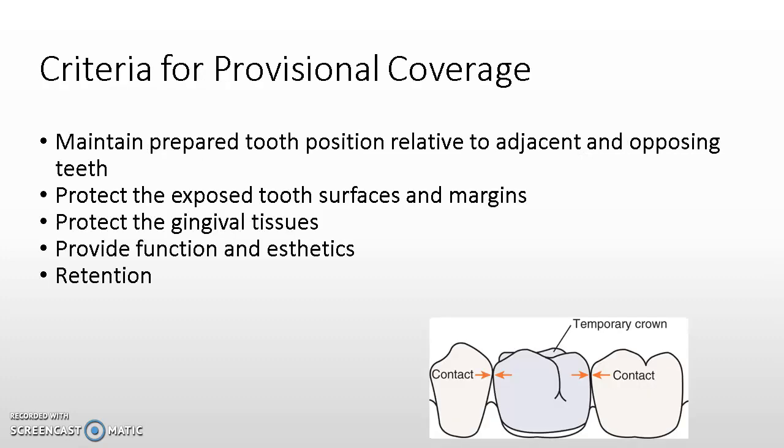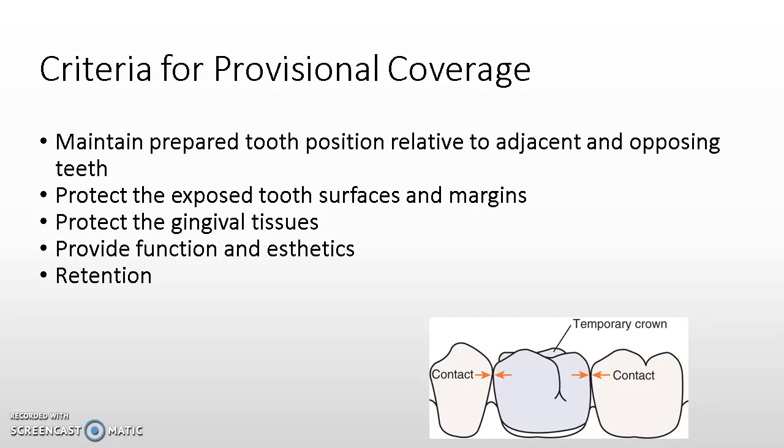So the criteria for the provisional coverage is to maintain the prepared tooth position relative to the adjacent and opposing teeth. As you are aware, the tooth is not cast in stone, but in tooth, which is a living tissue. So the bone is able to move that tooth mesially, distally, lingually, buccally, occlusally, for that tooth to be meeting its opposing tooth, which is what it always wants to do. So that temporary crown needs to keep it in contact with both mesial, distal positions and occlusal positions.